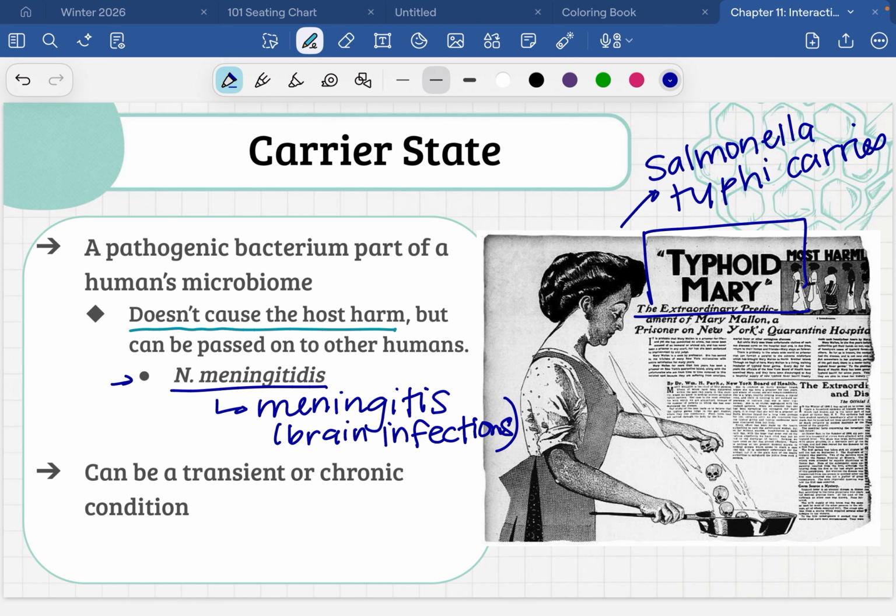Now, there are estimates that up to 10 to 20% of the population actually has Neisseria meningitidis in their respiratory cavities, so in their mouths and throats. And it doesn't cause them any problems. It lives as part of their microbiome. They have no issues with it. However, if their respiratory tract is exposed to somebody who has never come in contact with this Neisseria meningitidis, they can then pass that infection on to that second host.